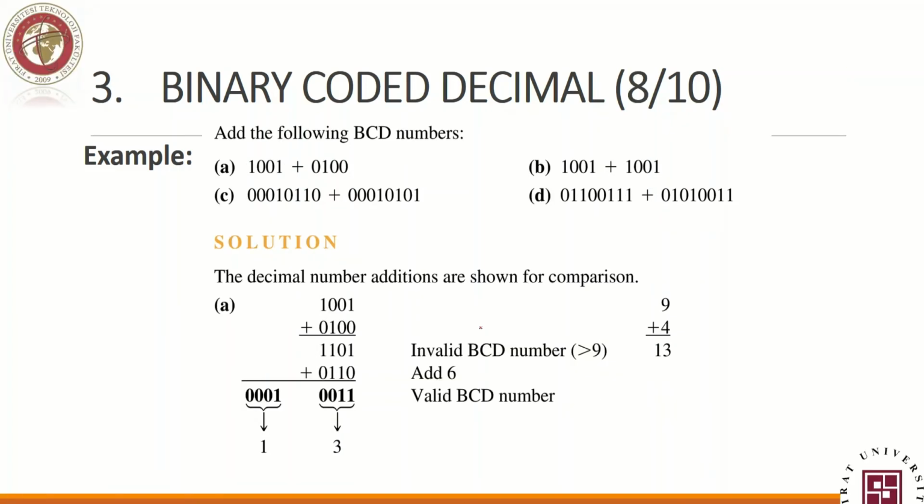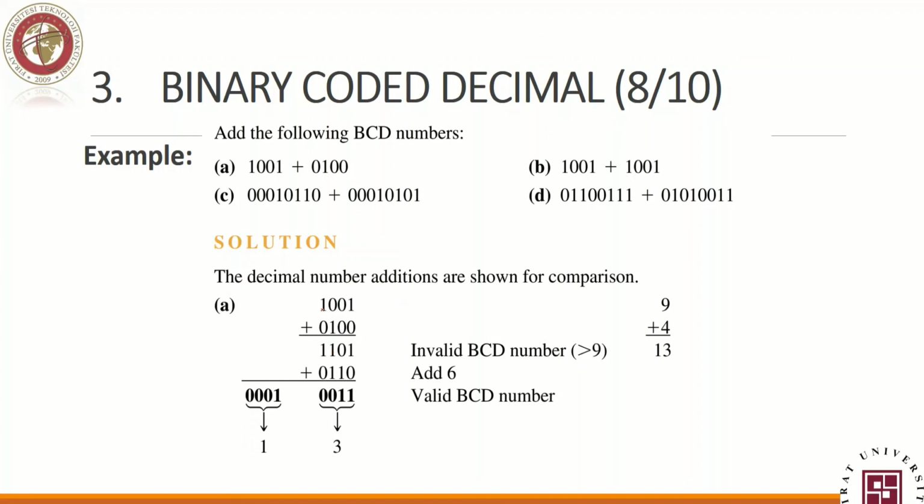Let's take another example. Okay, let's take this one: 1 0 0 1 plus 0 1 0 0. Now 9 plus 4 is more than 9, and that creates a problem. Let's see how we deal with it. 1 plus 0, that's 1. 0 plus 0 is 0.